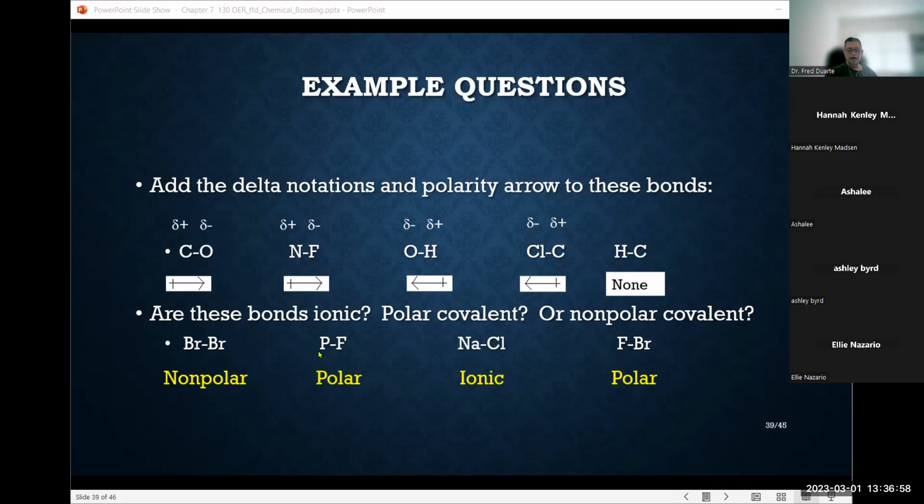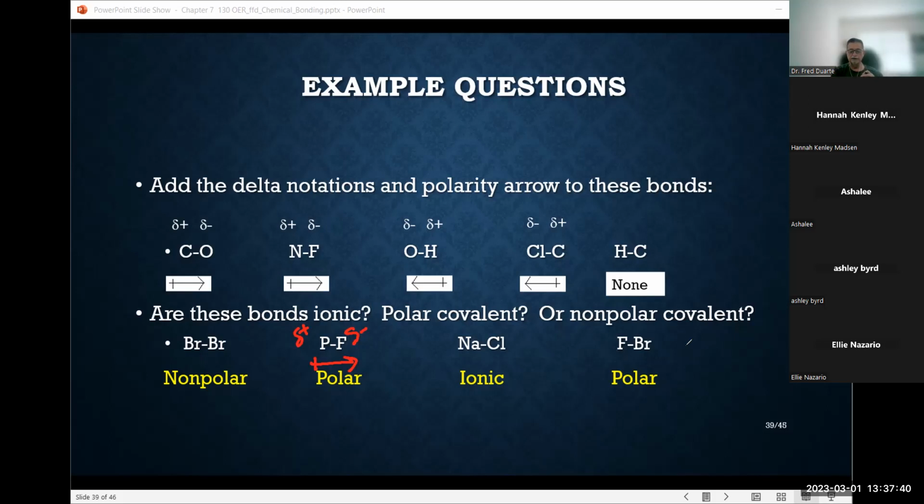So the phosphorus fluoride, automatically two different atoms, it's a polar bond. You're not being asked to write the notation, but if I had to, the notation would be going from left to right, with a partial negative on the fluoride and a partial positive on the phosphorus. Sodium chloride, by default, is an ionic compound because we have a metal and a non-metal combination.